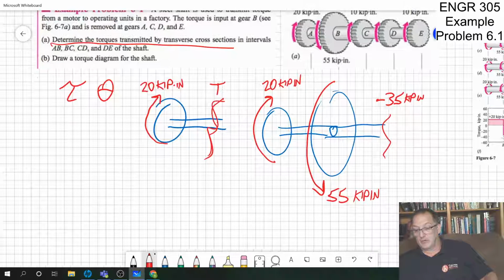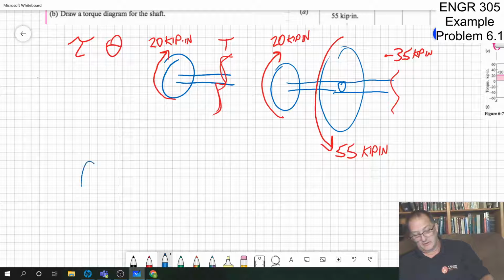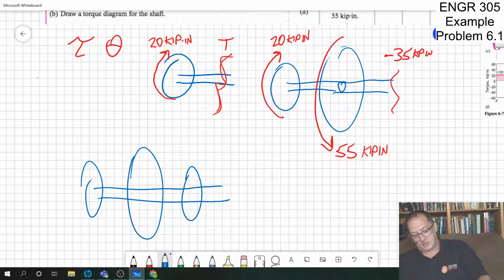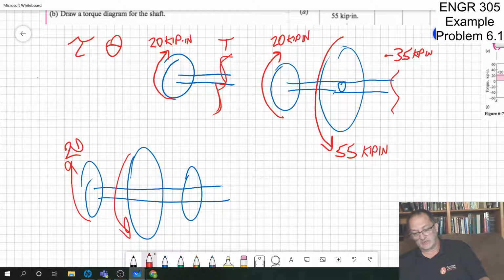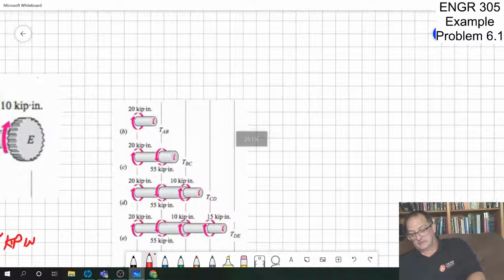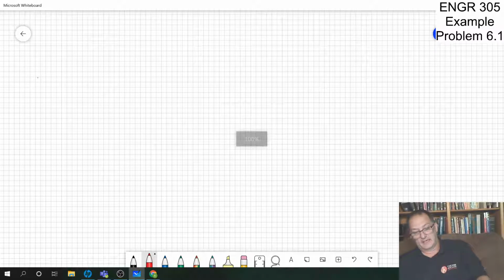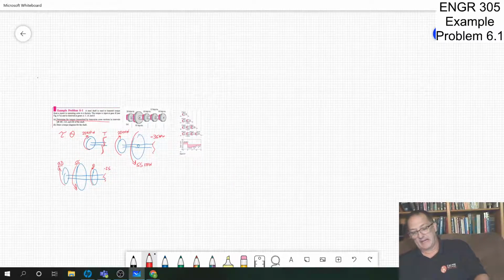And we keep going. If I draw this one, remember I've got 20, 55, 10. Well, now I've got, at this interface, a minus 25. And I can keep going. And in fact, that's what they did over on the side. They gave us this cute little drawing.